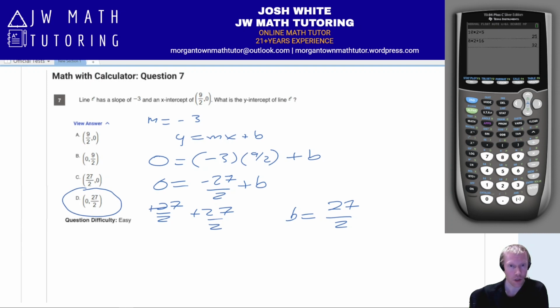Also, if you were looking at the answer choices, you should have been able to eliminate A and C right away because those do not have a 0 for an x value, which is a requirement for a y-intercept. It always has an x value of 0.